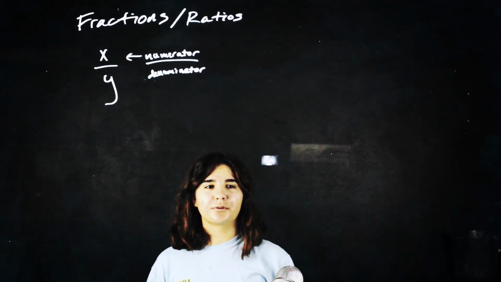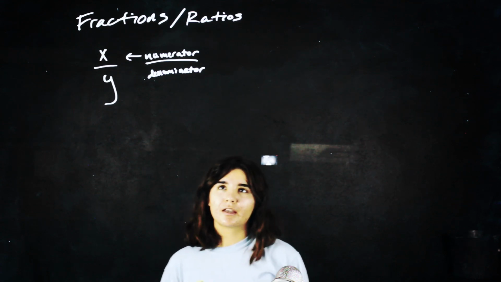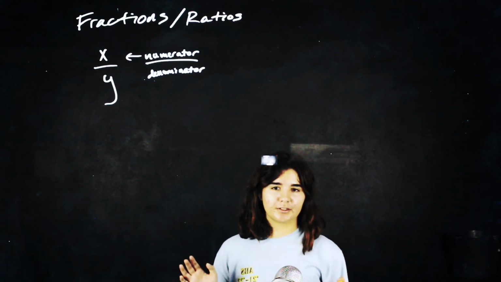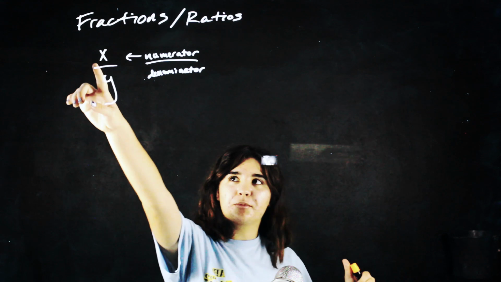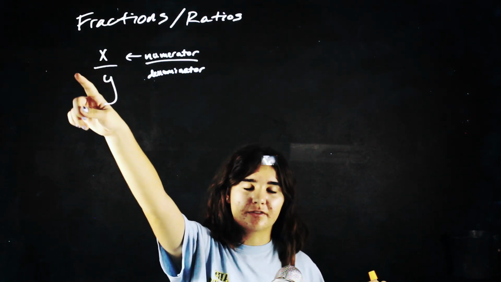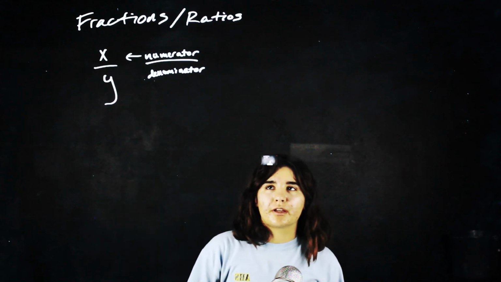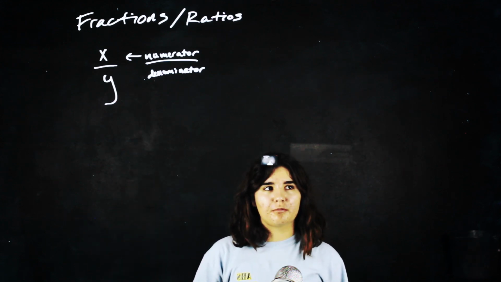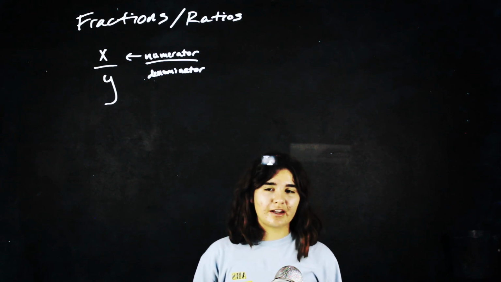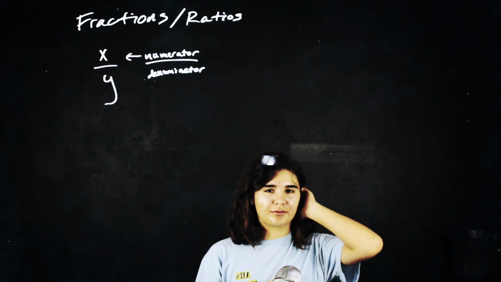Okay, so today's video is going to be about fractions and ratios. Just to quickly review, the top part of the fraction is called the numerator. It's over the fraction bar, and then the bottom part is called the denominator. First we're just going to go over multiplying and dividing fractions, and then we'll do adding and subtracting fractions, and then we'll get into ratios.